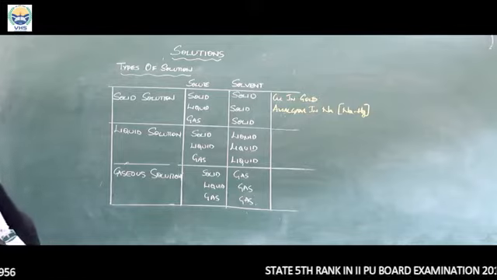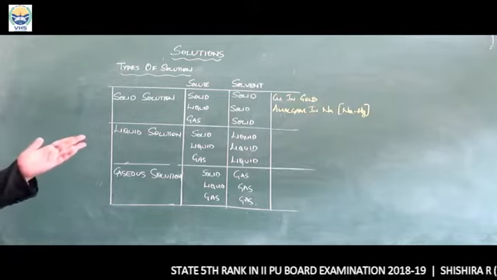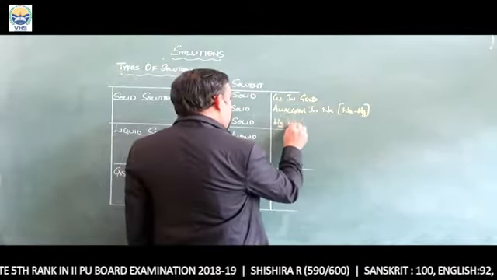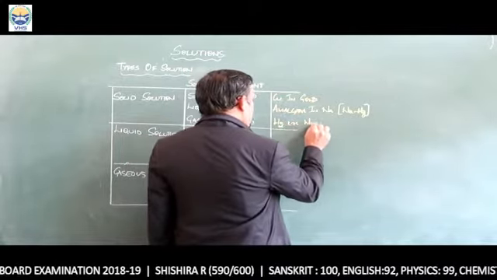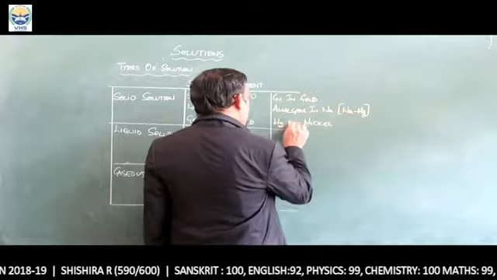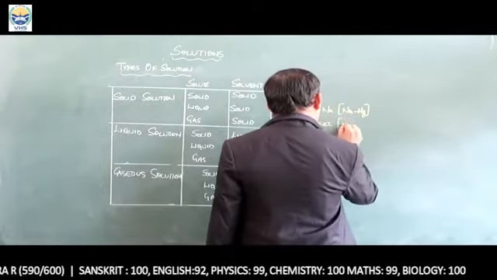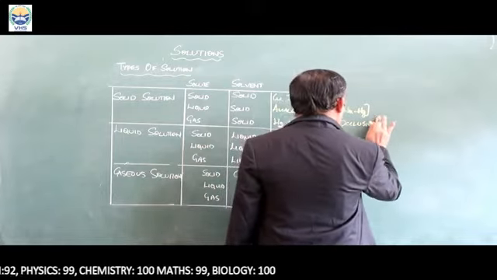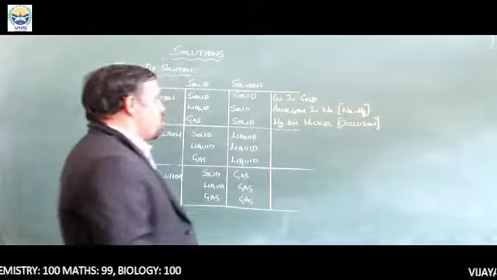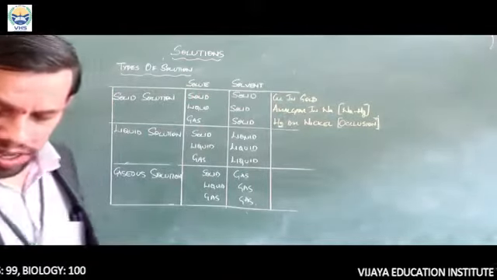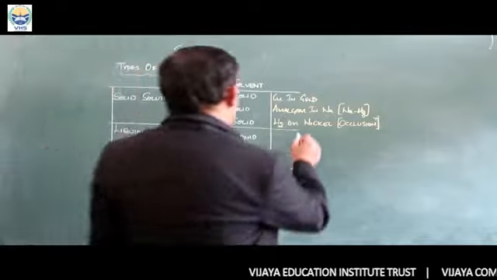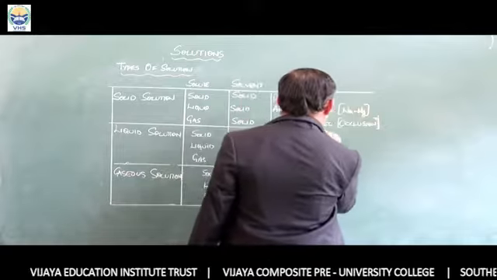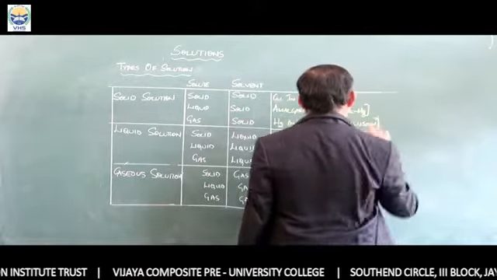Similarly, can you give an example for gas in solid? Gas in solid means you can consider hydrogen in nickel, or in other words, you can also call it occlusion. Okay, so these three are the examples for solid solution.